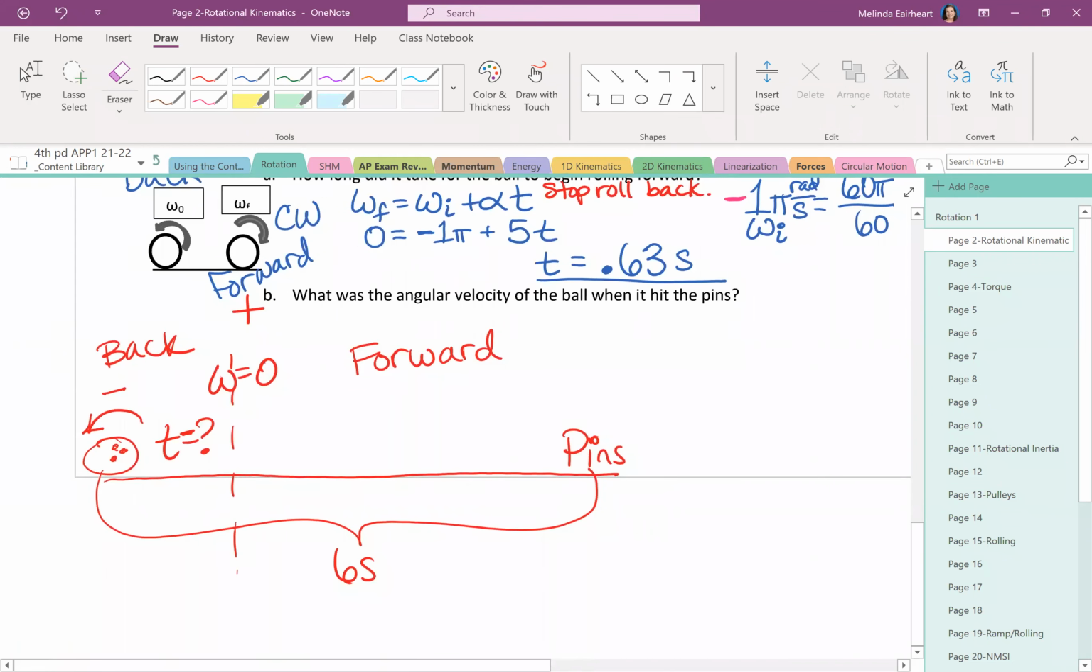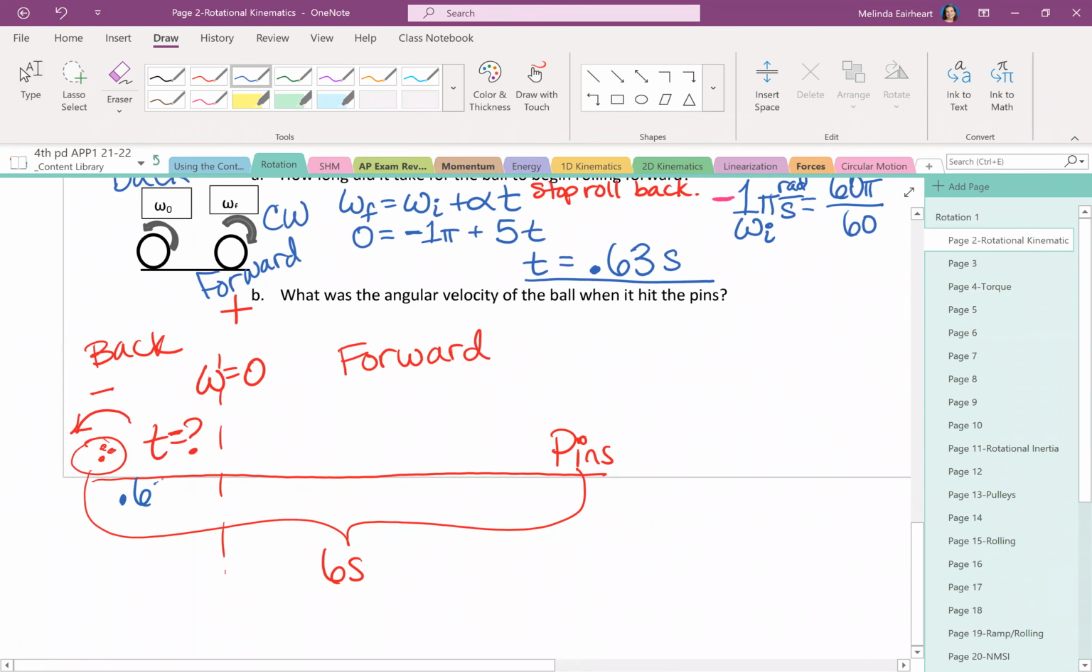Now, if we wanted, could we now find the time it takes to spin in the forward direction till it hits the pins? We could, 6 minus, right? Now I say could. Part B says, what was the angular velocity when it hits the pins? And so we're looking for omega F at the pins region. We have 2 options here. We can pick up where we left off, or we can go back to the beginning. We have enough information for either. So what do y'all want to do? Very beginning or pick up where we left off? Pick up where we left off.